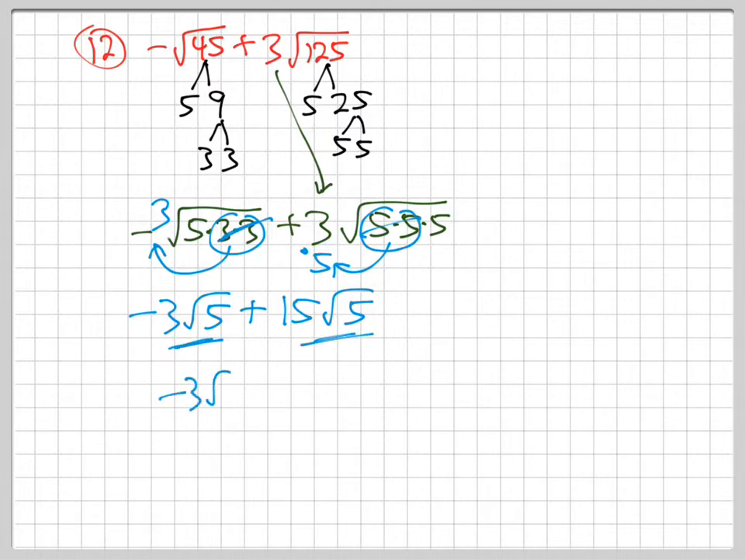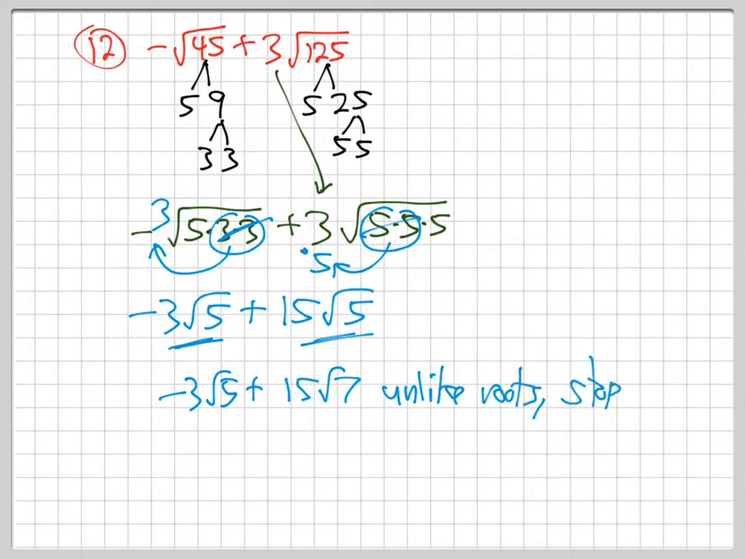Now, if this was minus 3 root 5 and this was 15 root 7, that would be unlike roots. Stop right there. That would be just like minus 3x plus 15y or something. You know what I mean? It would be like having different roots are like different letters. You can't combine them. They just stop right there, you know?